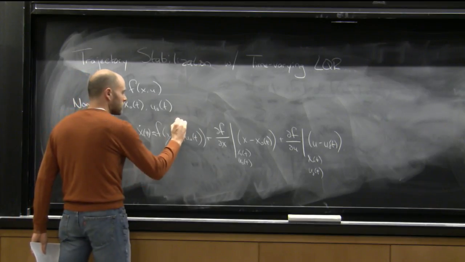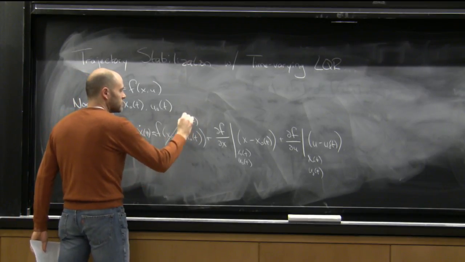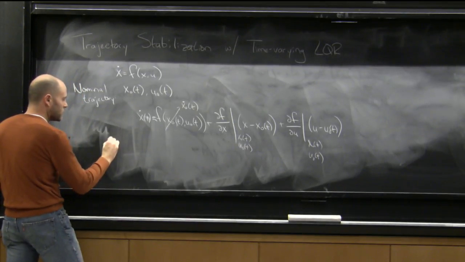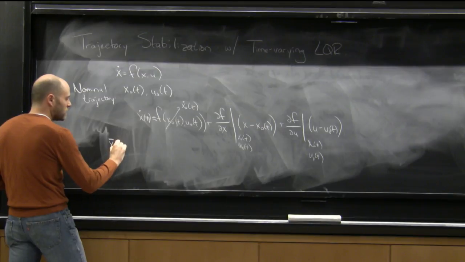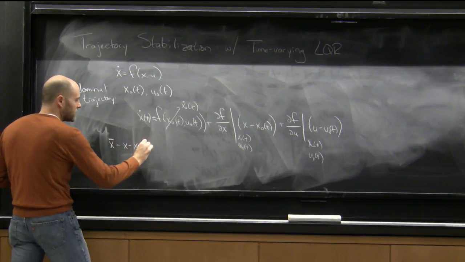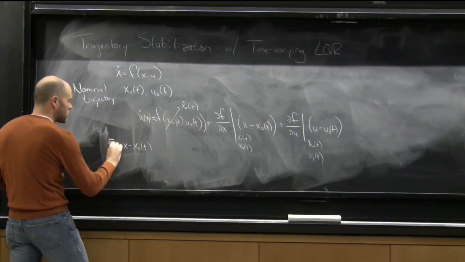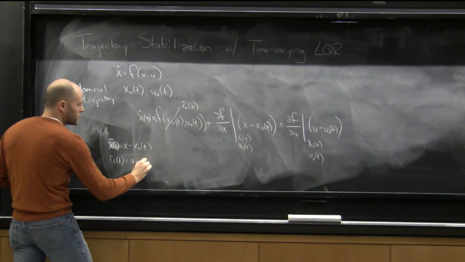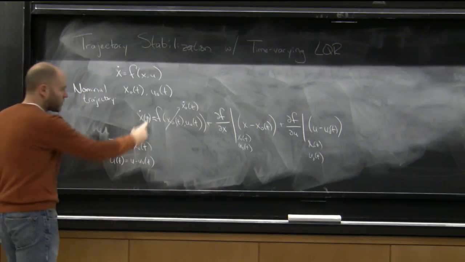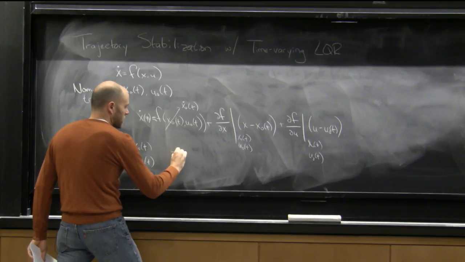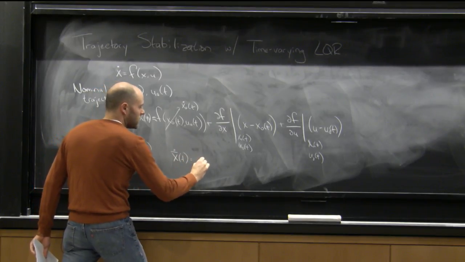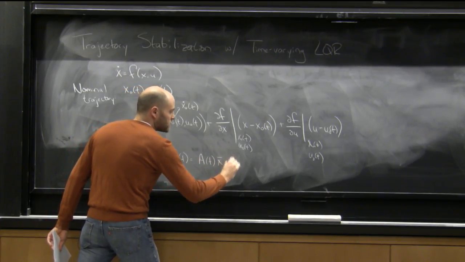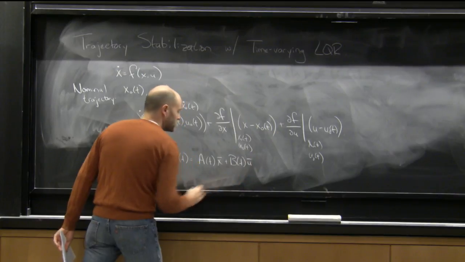If I call this x0 dot of t, then exactly the same tools I used before apply. If I say x bar is x minus x0 of t, and u bar of t is u minus u0 of t, then these equations come back down to x bar dot of t equals A of t x bar plus B of t u bar.